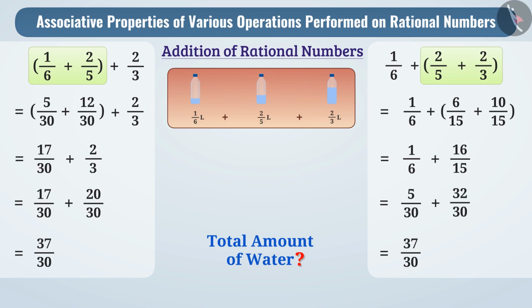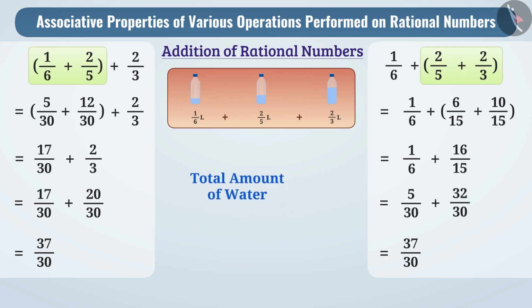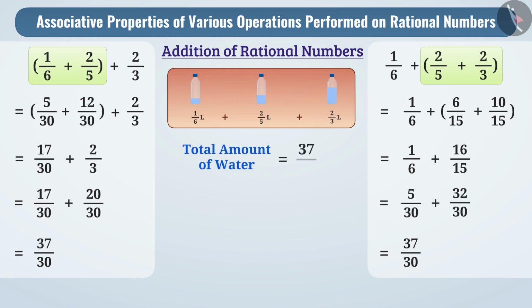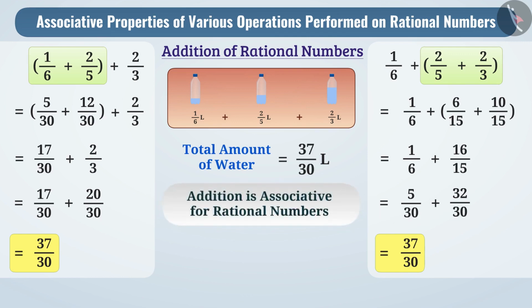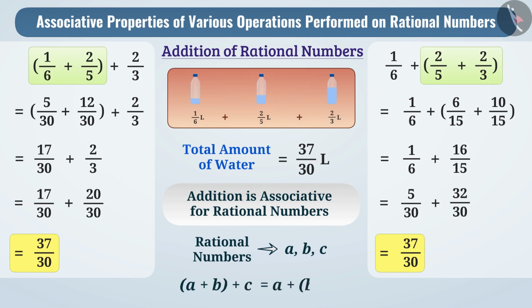From both the conditions here, we find the total amount of water in all the bottles is 37 by 30 liters. Since the results are same in both cases, we can say that the addition of rational numbers can be made by grouping in any way. That is, the addition of rational numbers is associative. So, to summarize, for any rational numbers a, b, c, (a plus b) plus c is equal to a plus (b plus c).